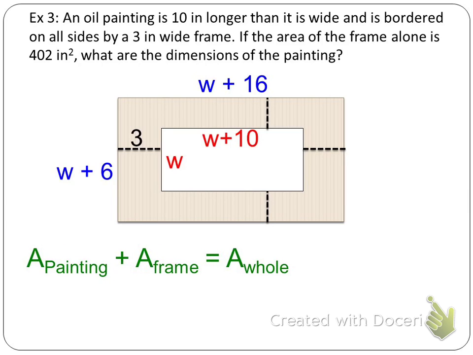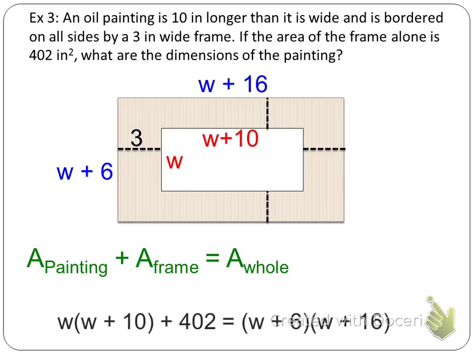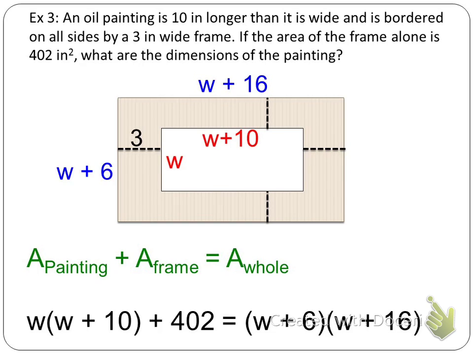Okay. So painting plus the frame equals the whole thing. Right? You take this guy, you add this guy, you get the whole thing. Do I know the area of the painting? No. Kinda. What could I call the area of the painting? W squared plus 10W. Yeah, W squared plus 10W is what it'll end up being. But yes, we would write it as W times W plus 10 plus the area of the frame. I already know that one. 402. And then that should give me the whole area.